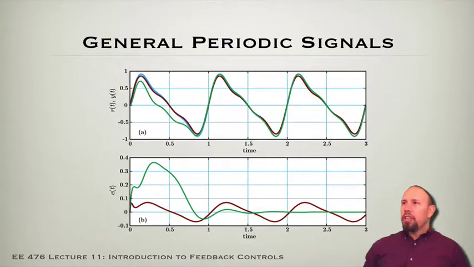Similarly, for general periodic signals, we can have signals that follow somewhat closely. You can have some signals that have a persistent error but are fairly close. Okay, so this green one actually settles. This reddish one, it follows fairly closely, but there's a persistent error.